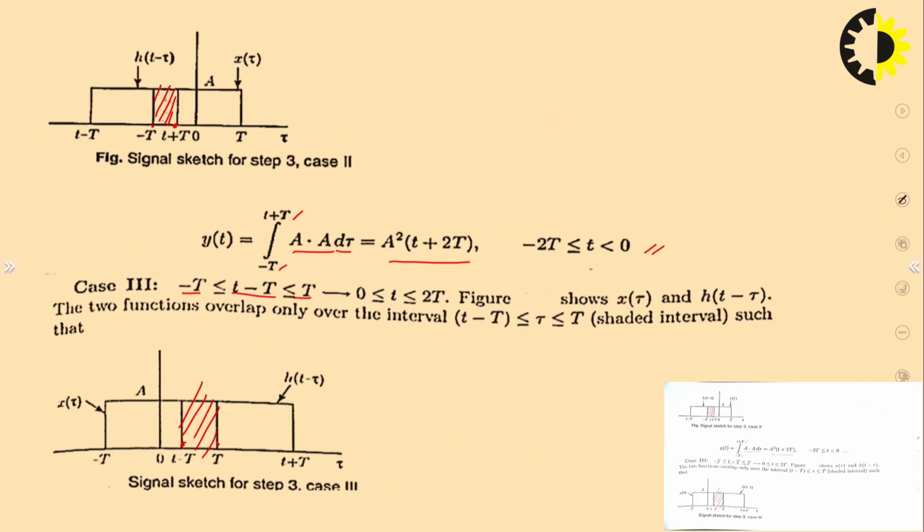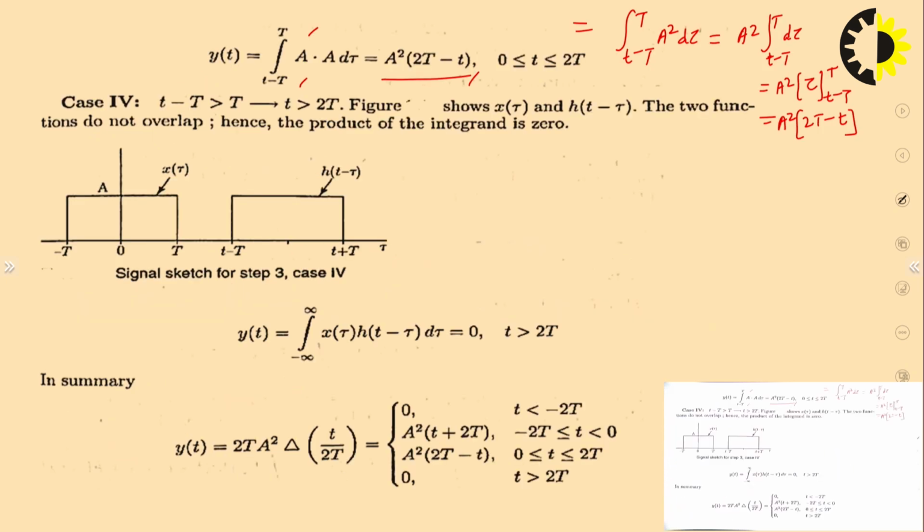Now again the situation is such that this t minus T point will lie to the right of this point T. So what happened? Again there will be no overlap in these two signals. When there is no overlap in these signals, then the output will become 0.